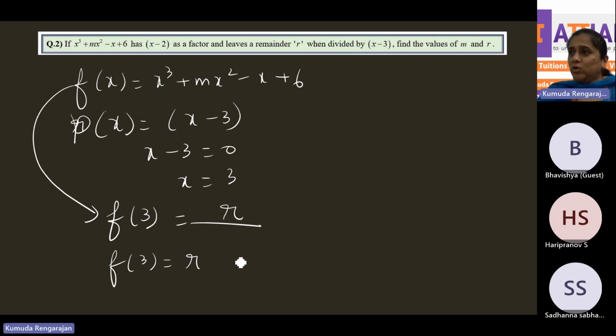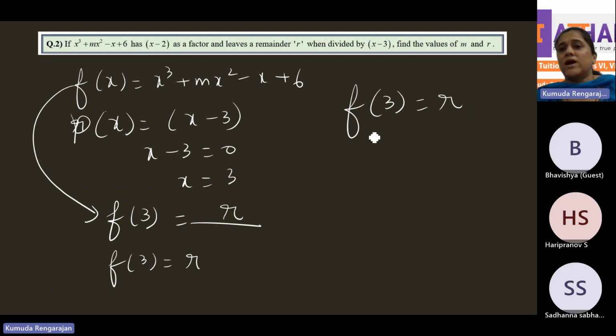If it's a factor, we know the remainder is 0. If it's not a factor, there is some remainder, right? What is the remainder? It's given as r. So this is the condition: f of 3 is equal to r.